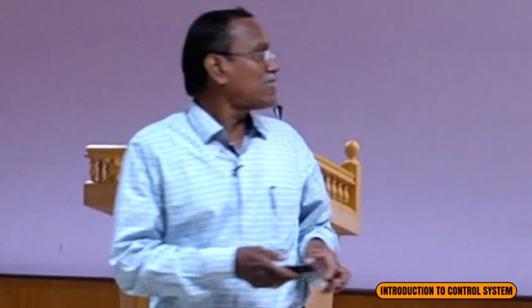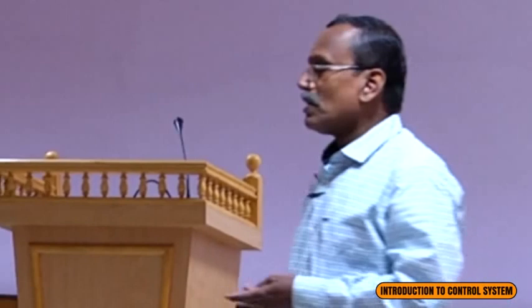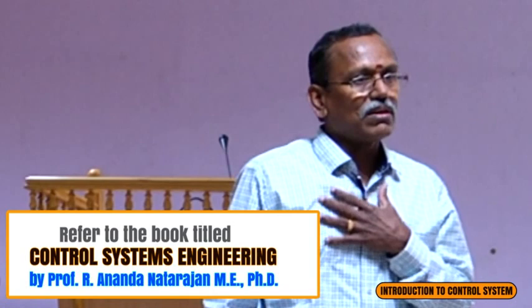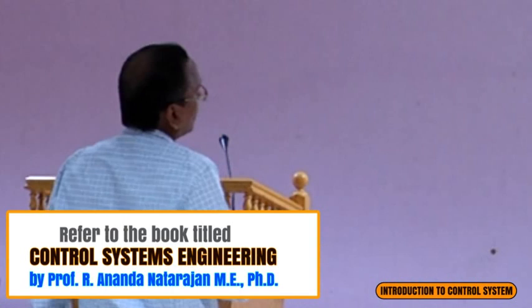If you see the poles, this is the S plane. S plane means the frequency plane. The frequency domain plane is called the S plane. So in that S plane, if you plot the poles and they are on the left hand side of the S plane, then the system is said to be stable.